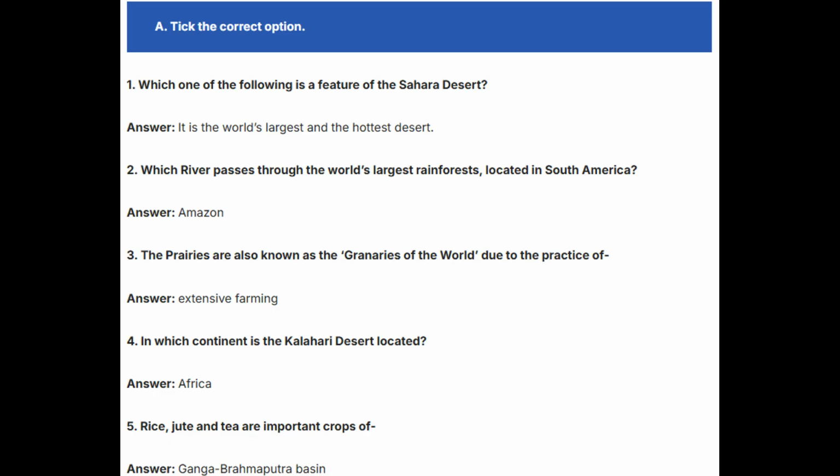Second, which river passes through the world's largest rainforest located in South America? Answer, Amazon. Third, the prairies are also known as the granaries of the world due to the practice of extensive farming. Fourth, in which continent is the Kalahari Desert located? Answer, Africa. Fifth, rice, jute and tea are important crops of the Ganga-Brahmaputra basin.